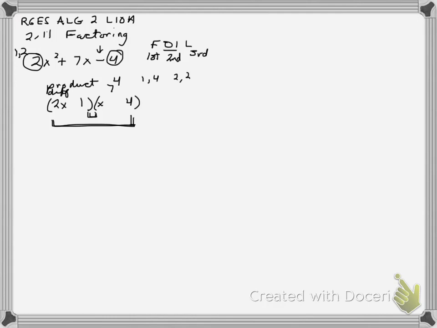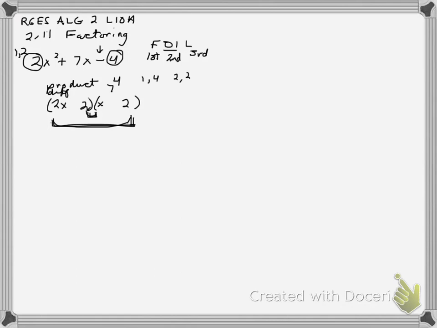So let me show you some of the other potential things I could have done. Maybe instead I would have put it this way: the 4 first and then the 1, and then the outer and the inner would be 2x and 4x. That is not a difference of 7x. Or I could have instead started with a 2 and a 2 here, and then I would have the outer and the inner combination being 4 and 2, and that is not a difference of 7. So there's only one way to combine them.